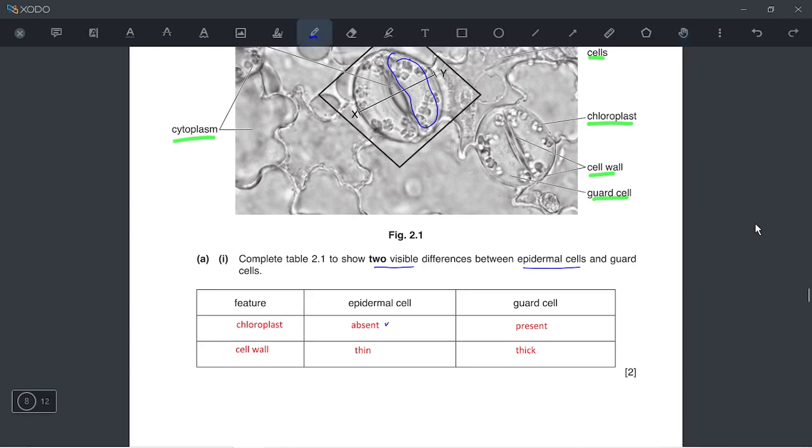Chloroplast is absent in epidermal cells, while in guard cells they are present. You can see many chloroplasts are there in the guard cells, but in the epidermal cells there is no chloroplast. And the cell wall, if you see, in epidermal cells it is a thin cell wall, while in the guard cells the cell wall is thick.